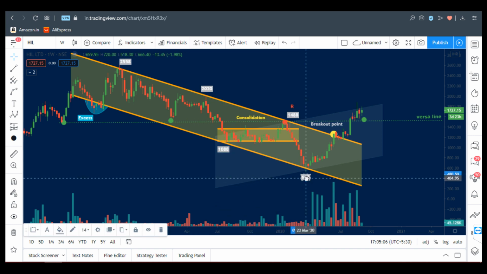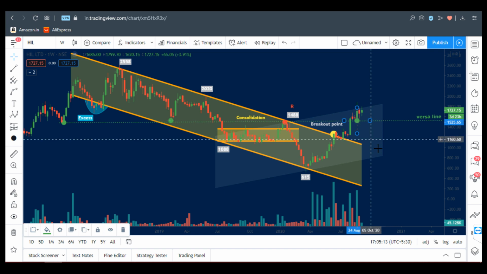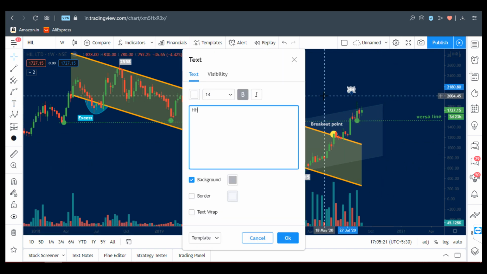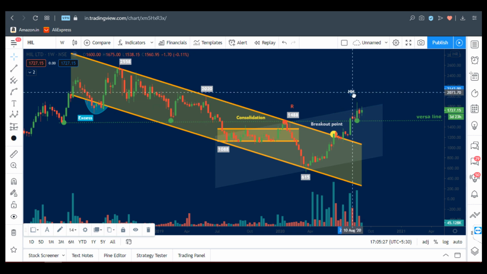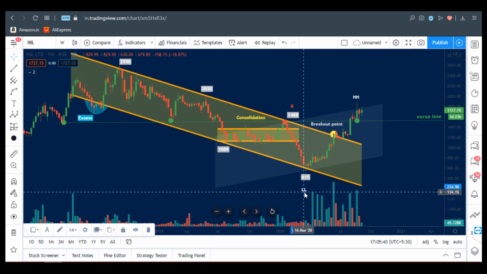The current price is the highest price, and because of that, we are going to label it as higher high by denoting double capital H. And we can call 615 the lower low by denoting double capital L.